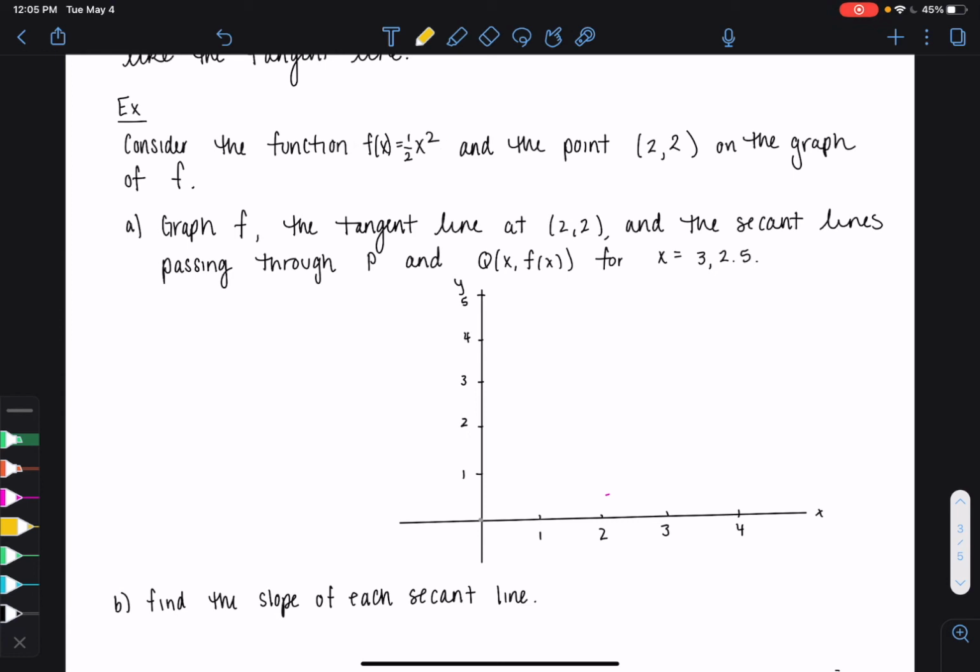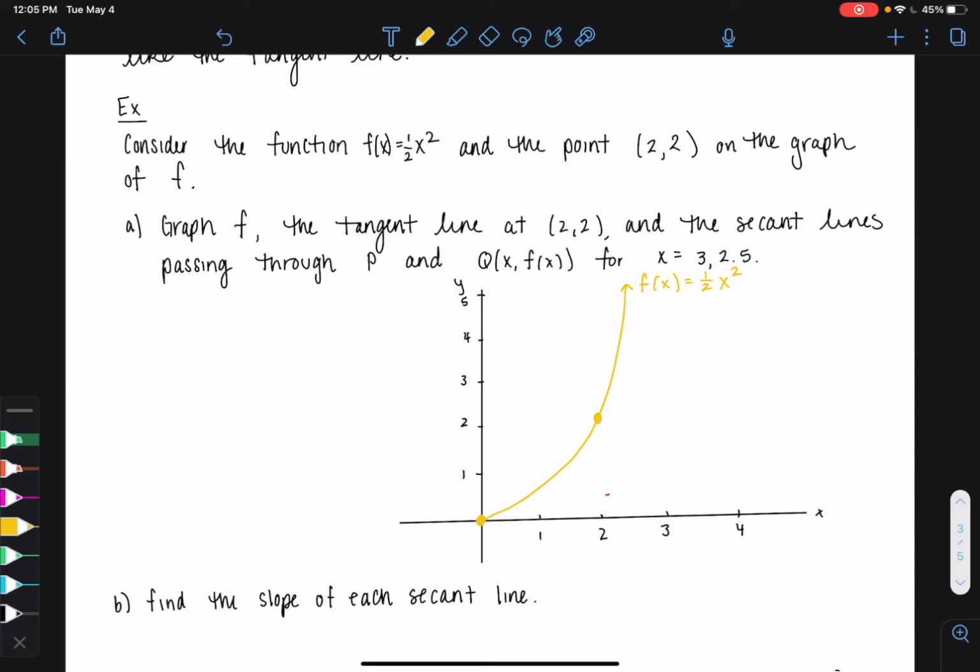parabola. If I plug in 0, it goes through 0. If I plug in 2, it tells me it goes through 2. But if you plugged it in, it'd be 1/2 times 2 squared. 1/2 times 4 is 2. So my parabola looks something like this. So this is f of x equals 1/2 x squared. Okay.